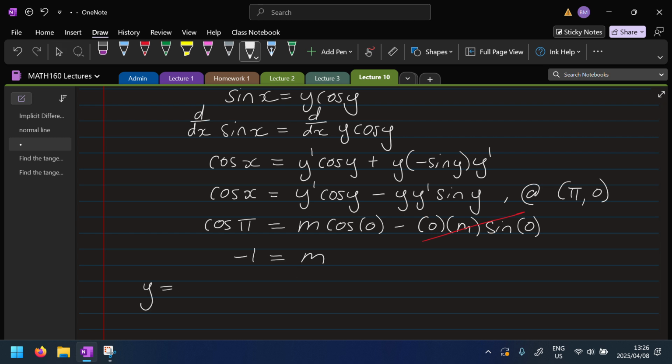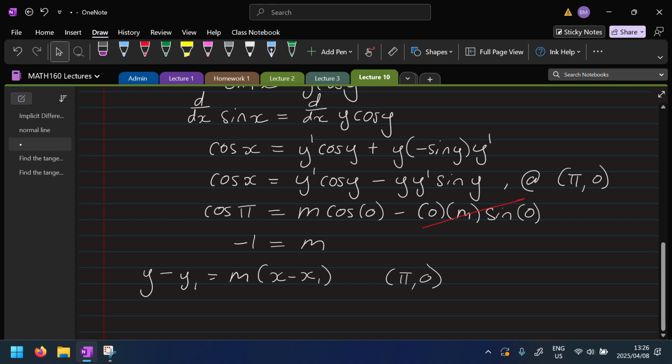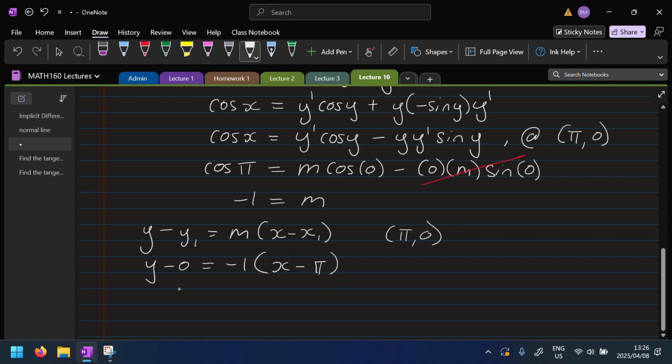So y minus y1 equals m(x minus x1). And we're interested in the point (π, 0) still. So y minus 0 is equal to m, that's going to be minus 1, times x minus x1, that will be π. So y is equal to minus x plus π. Okay, so that is our tangent line.